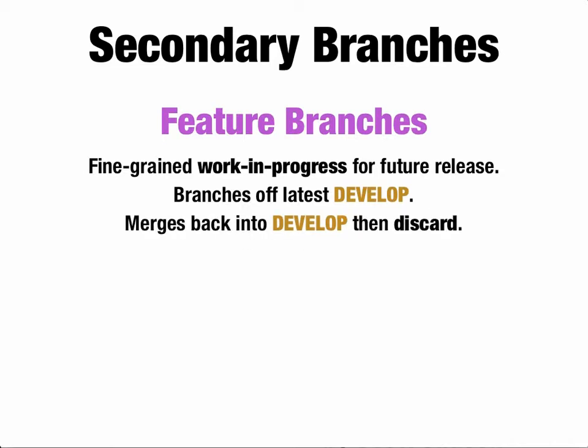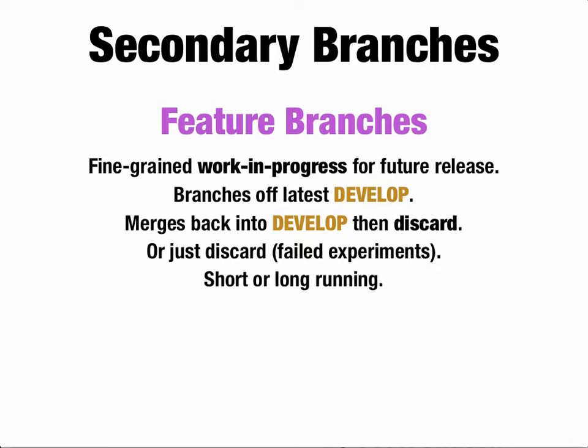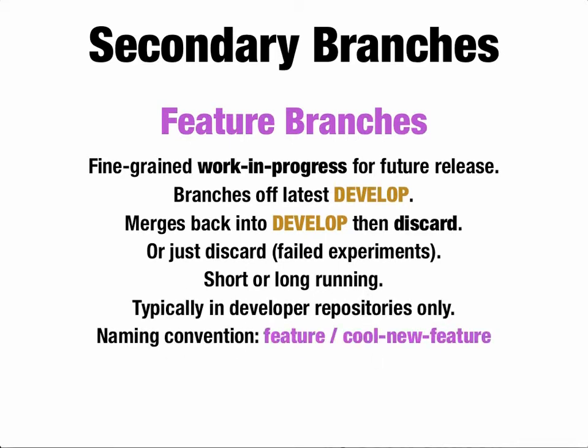You would branch this off the latest development branch, and then the flow is that you would always merge your feature branches back into development, and then you can discard when you're done, because once you're done with that feature, you don't need that branch anymore. And these can be short or long running, and typically these are only local to the developer repository, or maybe a couple developers would share it, but it wouldn't typically be something that you would publish to a public branch.